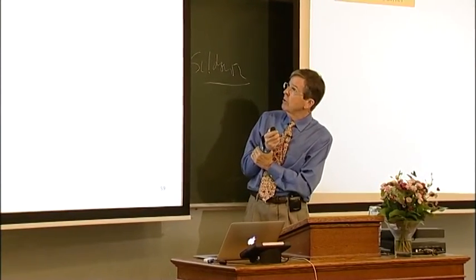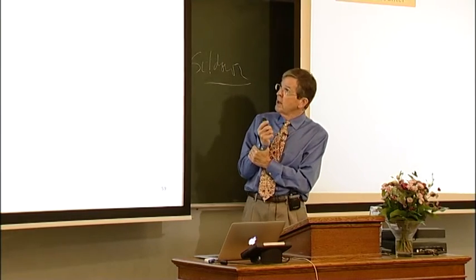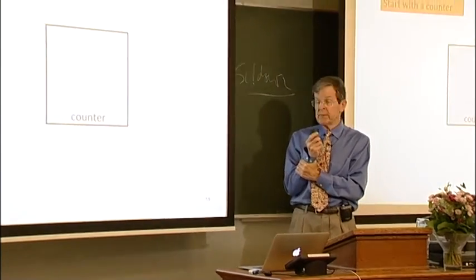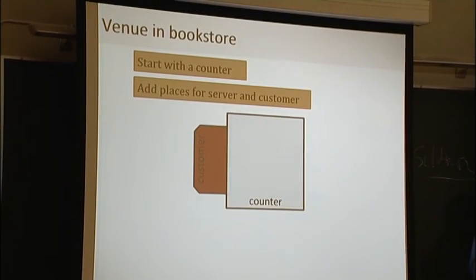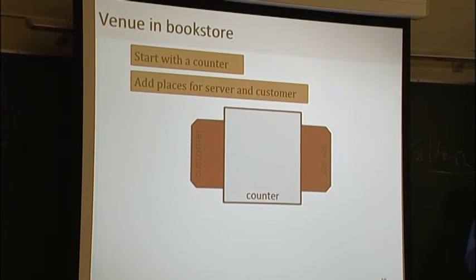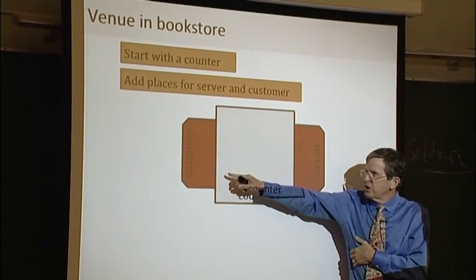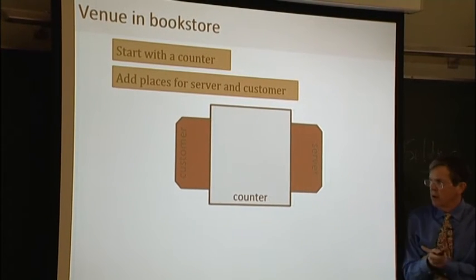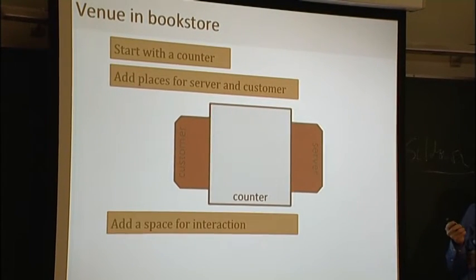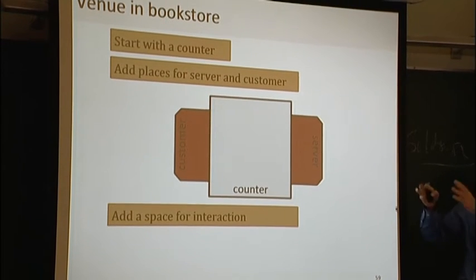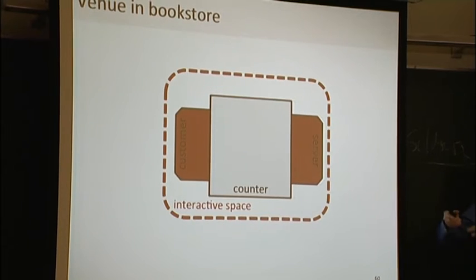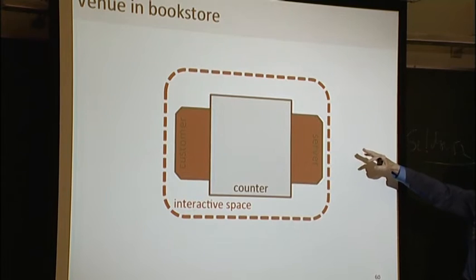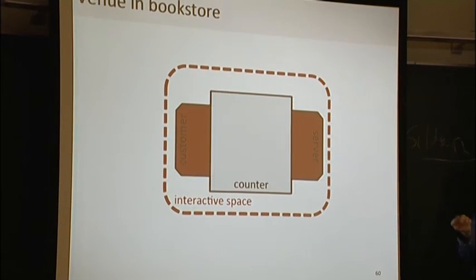So let's look at this. Let's take the good old bookstore. We're going to start with a counter, and that's the counter. We're going to put a place for the server and the customer. There's the customer and there's the server. Remember, that's me over there and that's the server that you saw earlier. And then there is a space for interaction. We interact partly over the counter, but there's also a little interactive space typically. This may not be a good visualization of it here, but in general, that's what you've got.